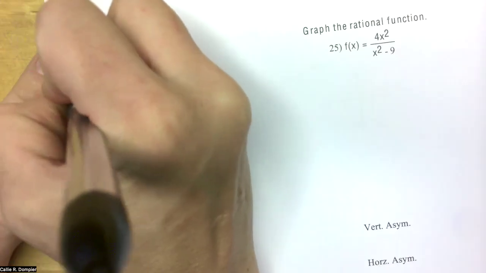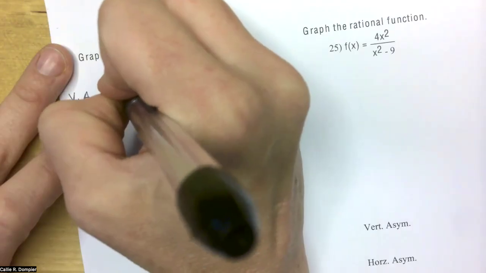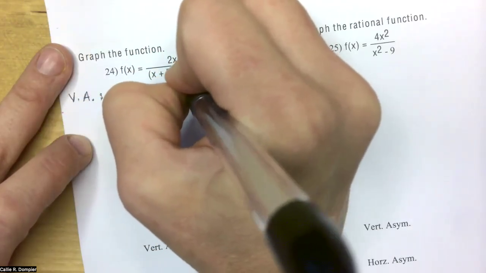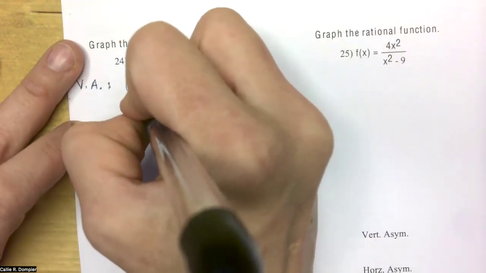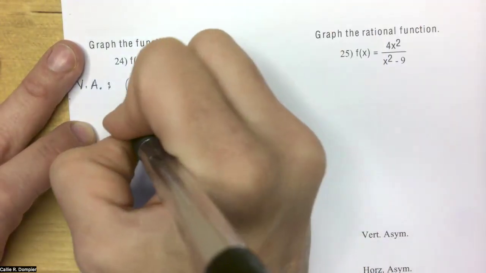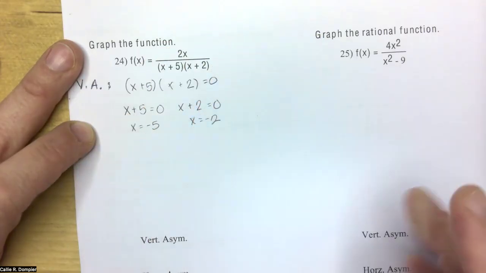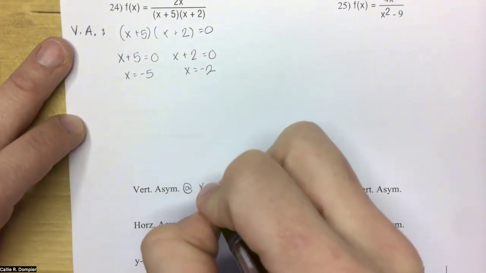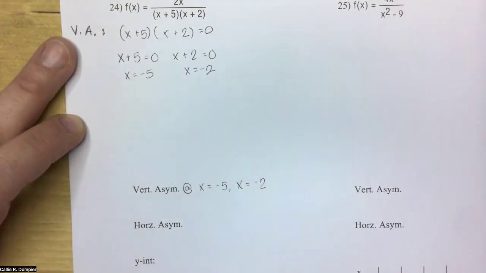So for the vertical asymptote, we've got x plus 5 times x plus 2 equals 0. Take each part. X plus 5 is 0. X plus 2 is 0. X is negative 5. X is negative 2. So my vertical asymptotes are at x equals negative 5 and x equals negative 2, right?